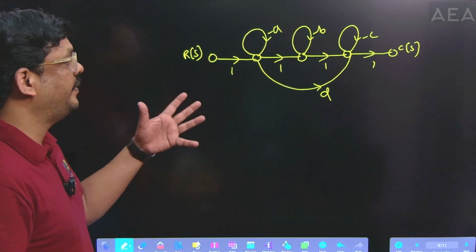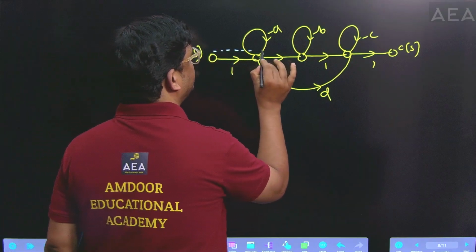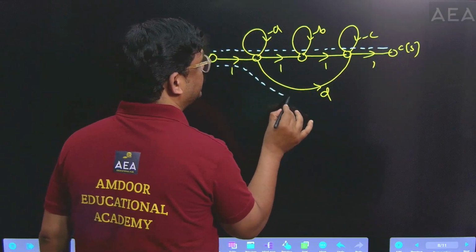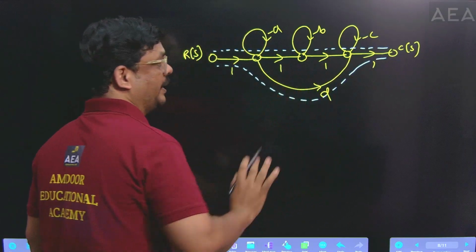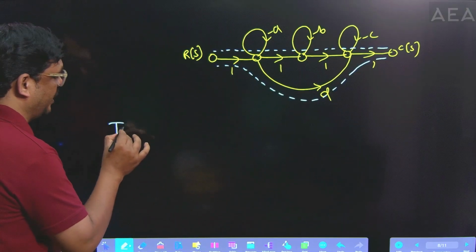Okay. So first of all, identify the number of forward paths. So just draw the dotted lines of that forward path. This one comes under the first forward path, and this comes under the second forward path. So finally, it has two forward paths. Then write the transfer function formula directly like this.